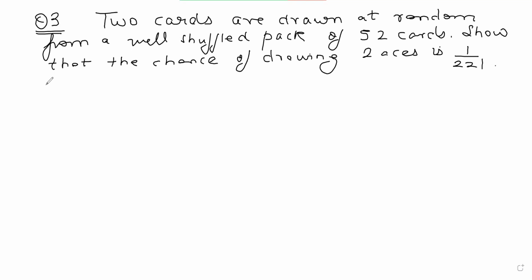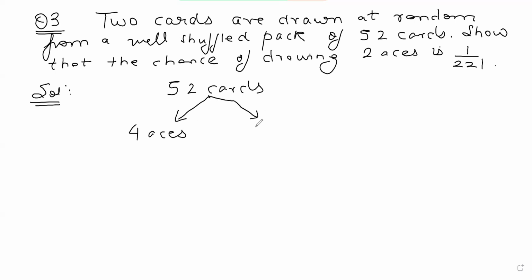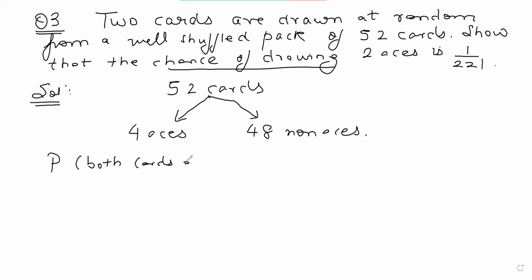Okay, so very simple. In a pack of 52 cards, students, how many aces do we have? All of us know we have 4 aces. How many non-aces are there? The remaining 48 are non-aces. What is the probability that both the cards are aces? The chance of drawing two aces. This is happening without replacement; we are assuming that the cards are drawn without replacement.